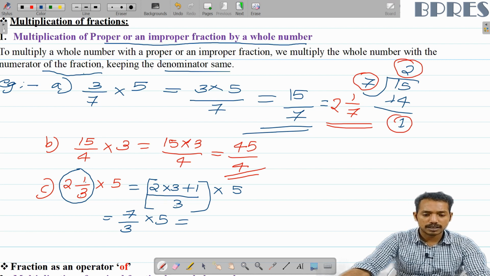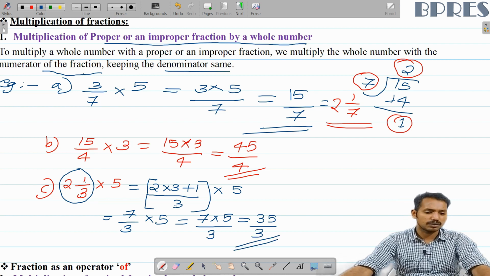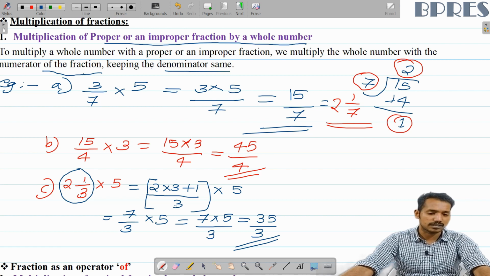So just multiply the numerator of the improper fraction with the whole number, 7 into 5 divided by 3, which is equal to, what is 7 into 5? 35, divided by 3. That is enough. And we can convert it into a mixed fraction if it is necessary.